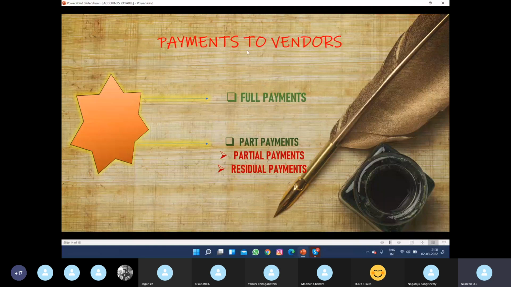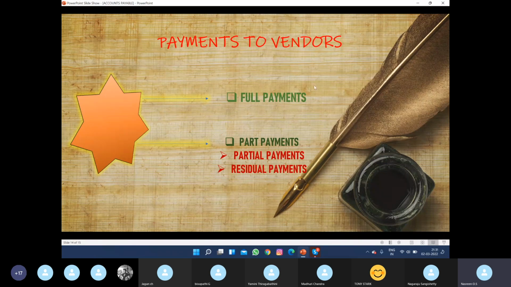Coming to the part of payments. After posting the invoice, since we are due and we owe the vendors, the payment is to be made. And these payments can be of two types. Either we pay the vendor in full amounts, or we can make part payments.